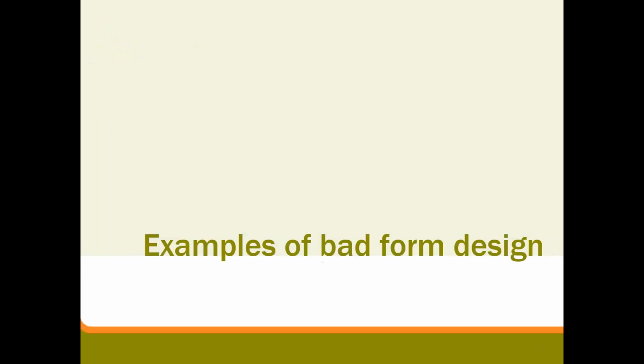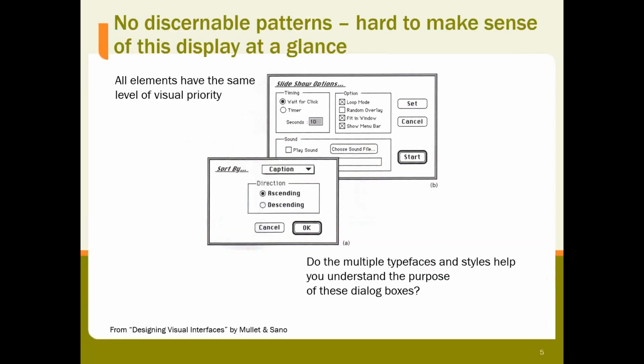So let's get underway. I'm going to start by talking about examples of bad form design. So here are some examples here, and these are old-fashioned dialog boxes. These are from a great book by Mullet and Sano called Designing Visual Interfaces. And in my mind, this is one of the books that I learned from in the mid-90s, but it still applies today. And they were generous enough to let me use examples from their book to explain what is bad design. So the first is there's no discernible pattern.